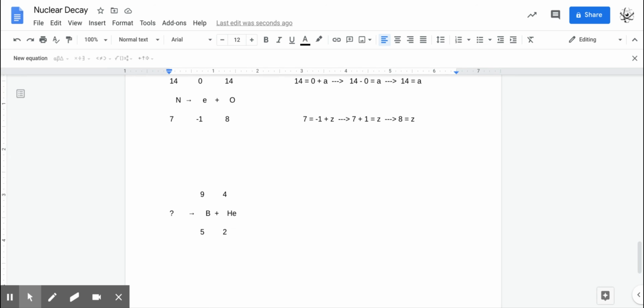Let's do one more, but this time let's solve for the parent. What did we start with? Now, even though we're solving for what we started with, we still use that same logic of whatever is on the left has to equal what's on the right. So in this one, my missing mass number is going to equal 9 plus 4. So 9 plus 4 is 13. So my missing mass number is 13.